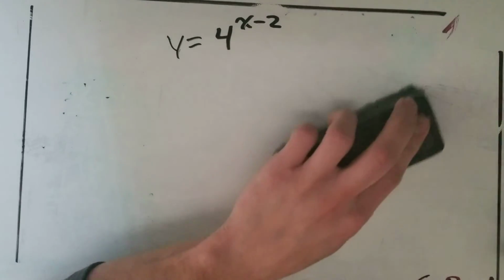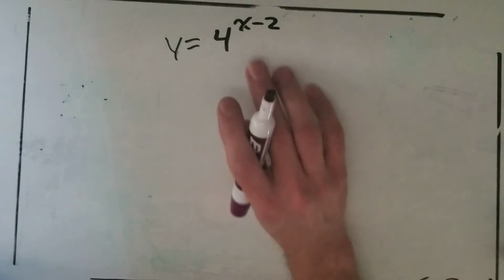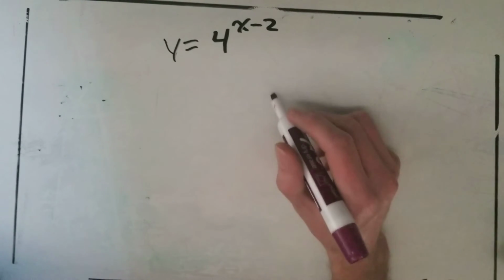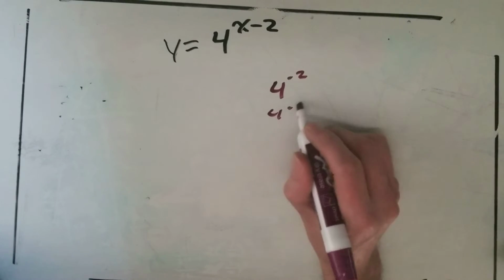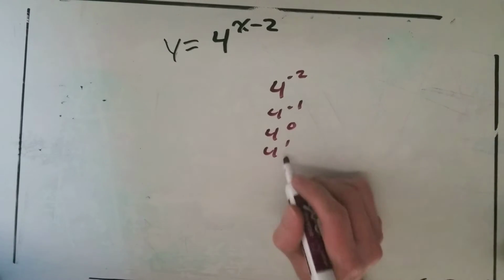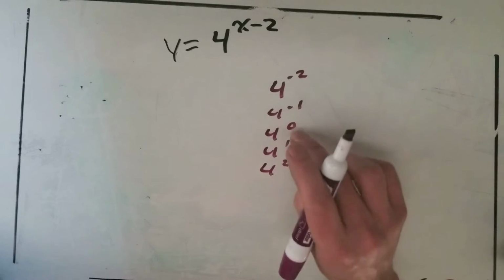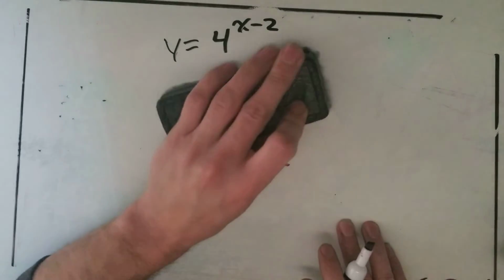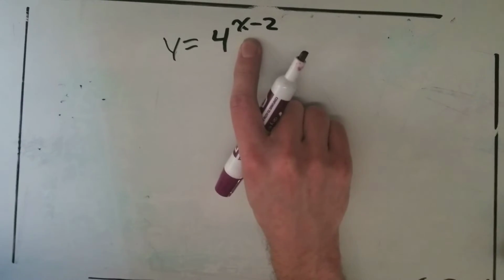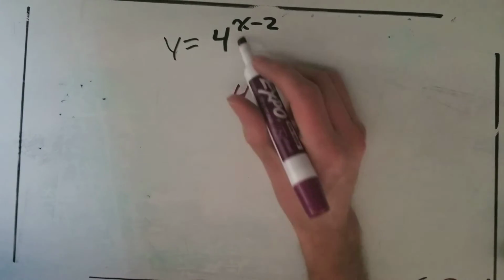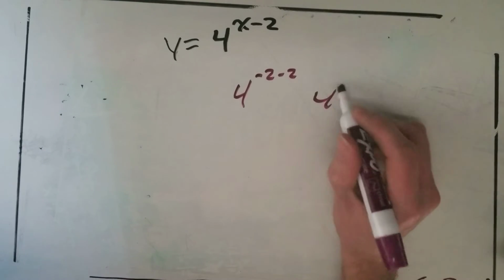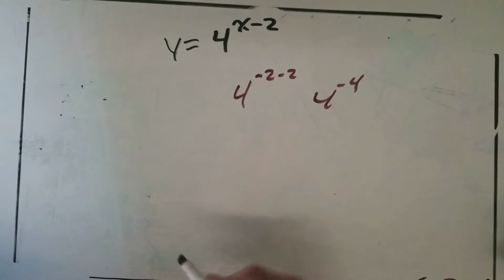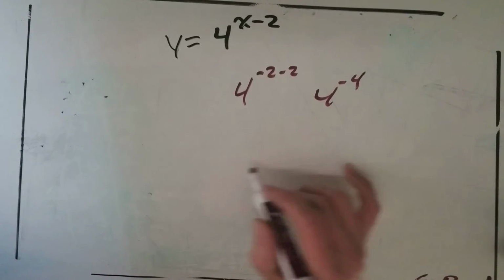So in order to do that, the way I like to think about it is, our base is 4. We're going to want to do 4 to the negative second, 4 to the negative first, 4 to the 0, 4 to the first, 4 to the second. These powers are going to really have us see where that graph takes off. But if we were to put, let's say, -2 in here, you would have 4 to the -2 minus 2, you'd have 4 to the -4. And that's going to be further to the left of the graph, more of that flat part.